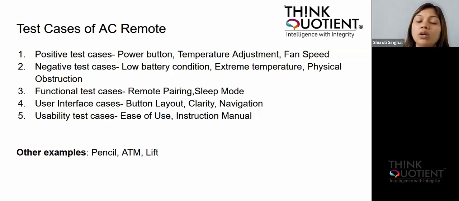Then we understood what the bug lifecycle is, what the different statuses of a bug are, and when we say that the bug is not accepted. We also understood the severity and the priority of a bug. And we discussed the difference between regression testing and retesting. And lastly, we created some test cases for a real life entity, that is an AC remote.